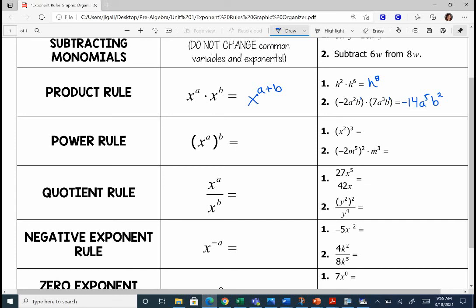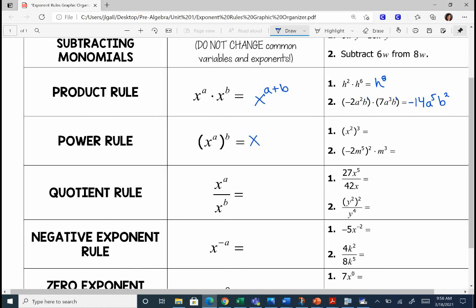All right, our power rule is 2nd. That's where we have the exponent outside the parentheses. What was our shortcut? What did we do with the exponents when we have the exponent outside the parentheses? Multiply, yeah. So we're going to have an x, and then we're going to have an a times b. If you want to put the dot for multiplication, if you want to use parentheses, if you want to use the little x, you can, up to you. I don't like to use the little x because then it looks like a variable instead of a multiplication symbol sometimes.